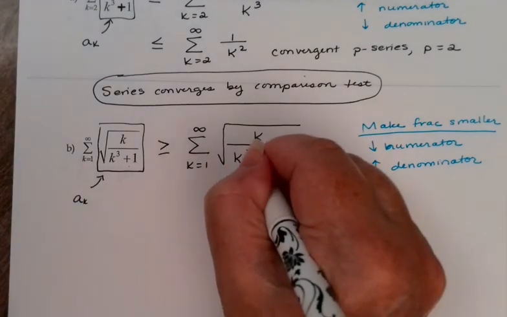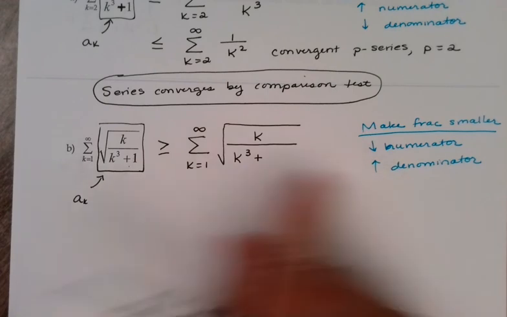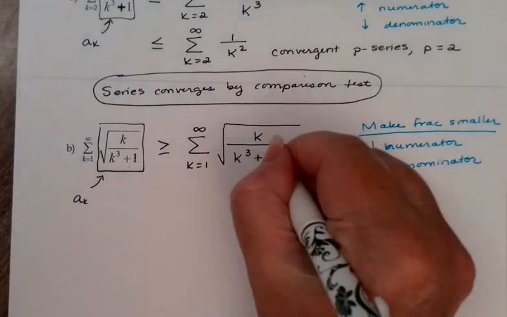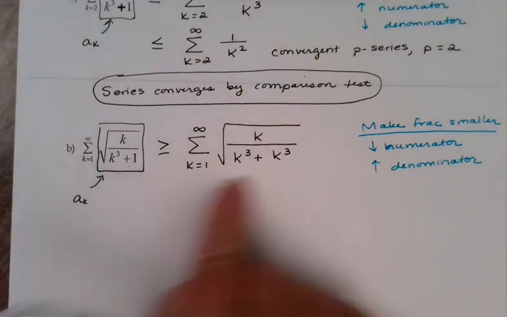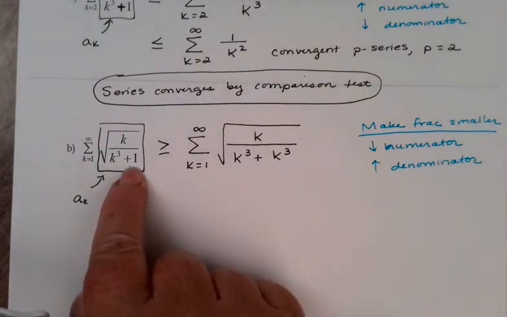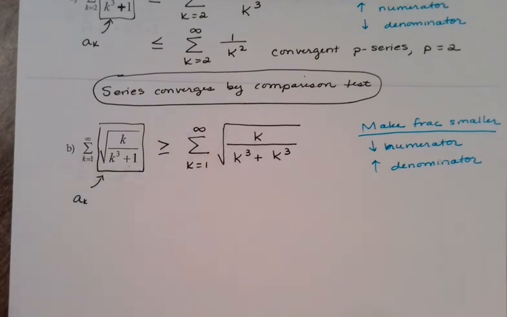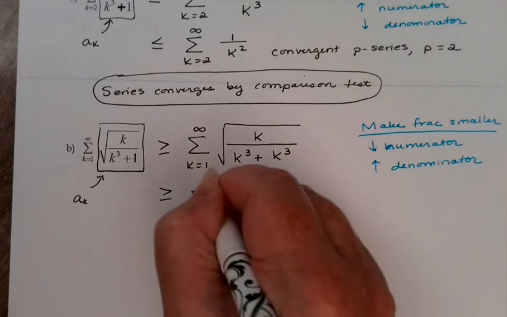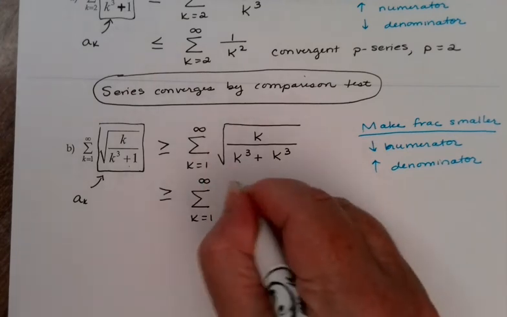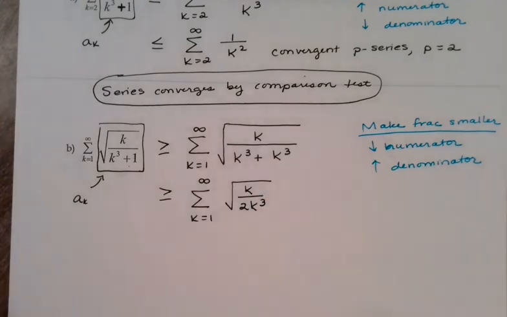So I'm going to leave the k cubed. And then the way I'm going to make the denominator bigger is just by changing that 1 into a k cubed, right? K cubed is certainly bigger than or equal to 1. So I've made my denominator larger. That makes the overall fraction smaller. So I've really got the square root of k over 2k cubed.